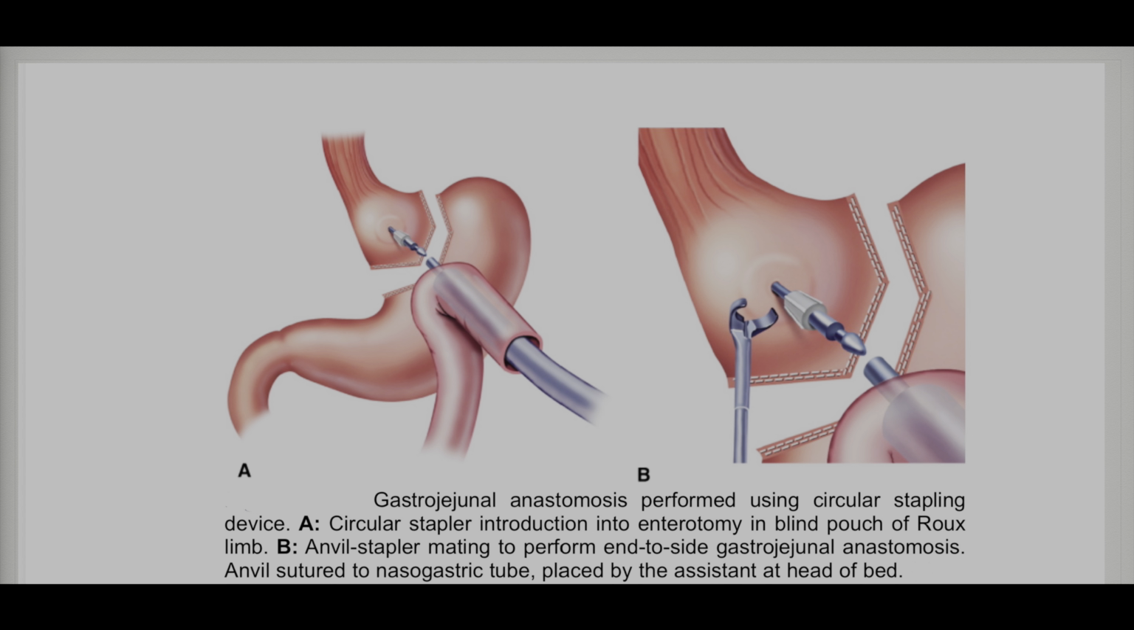The gastrojejunal anastomosis is performed using a circular stapling device. Circular stapler introduction into the enterotomy. It binds the pouch to the Roux limb. The anvil staples mate to perform end-to-end gastrojejunal anastomosis. The anvil is seated to the nasogastric tube placed by an assistant at the head of the bed.